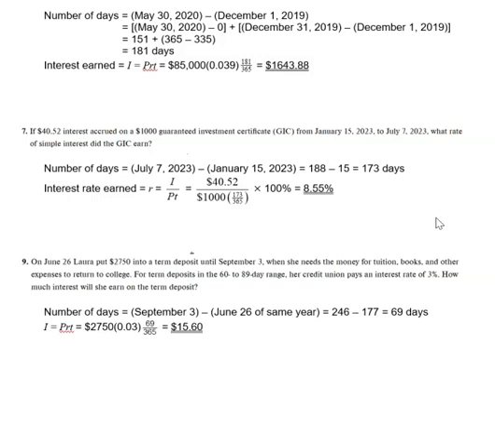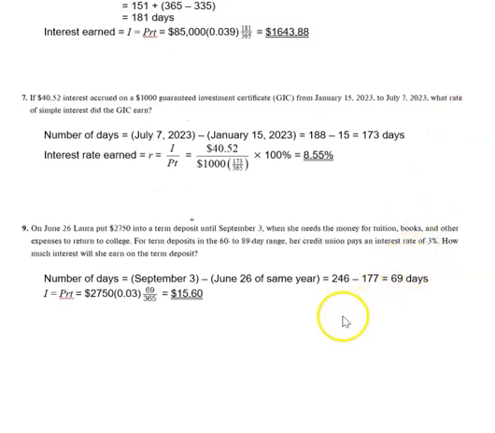The interest rate earned, R equals I divided by PT. So the interest is $40.52 divided by your principal, which is 1,000. The term is 173 divided by 365. Multiply that by 100% because otherwise it would come out as a decimal. So you need to multiply it by the 100% to get it as a percentage. And that gives you 8.55% is your rate of interest.